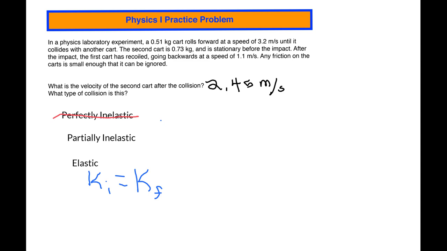So how can we determine if we have a partially inelastic collision, which means we lost some energy but they didn't stick together, or an elastic collision where not only was momentum conserved, but we also had kinetic energy conserved, with no energy lost? How do we tell which is correct? We can evaluate the kinetic energy beforehand and compare it to the kinetic energy afterwards and see if we've lost any kinetic energy.